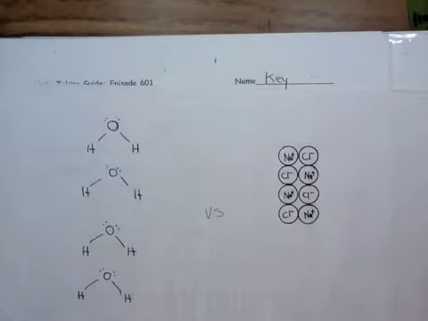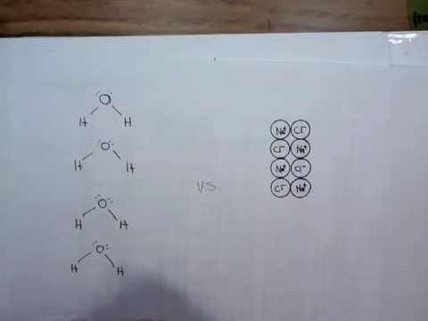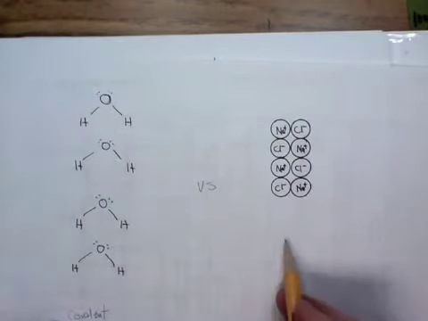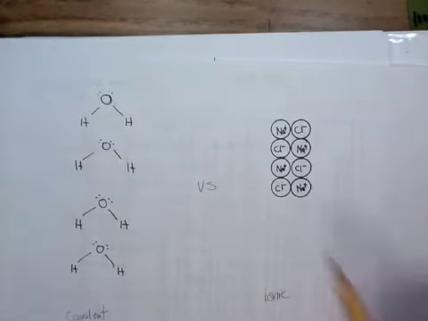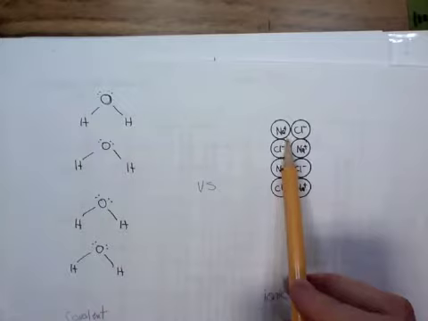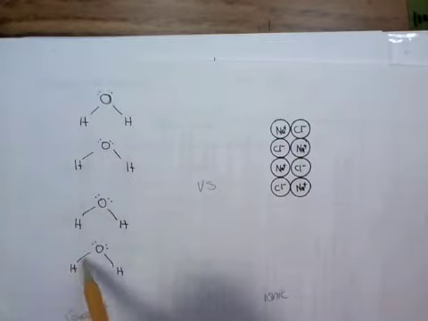An example of a covalent compound would be something like water. An example of an ionic compound would be something like sodium chloride. Remember, what holds the sodium and the chlorine atoms together is the positive and negative charges, whereas these guys are held together because these atoms are sharing electrons.